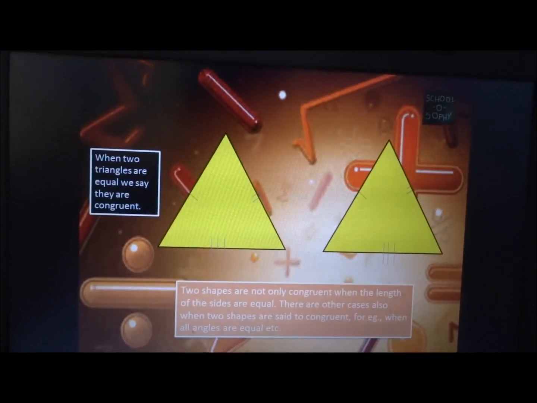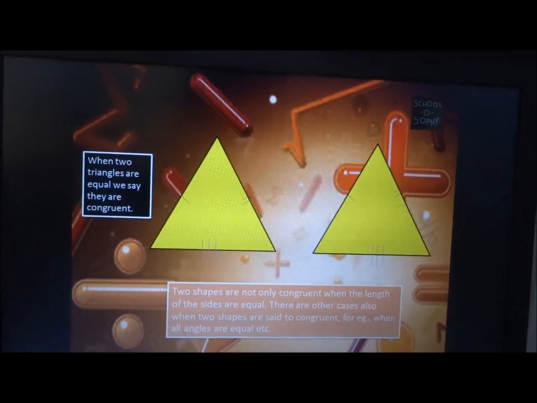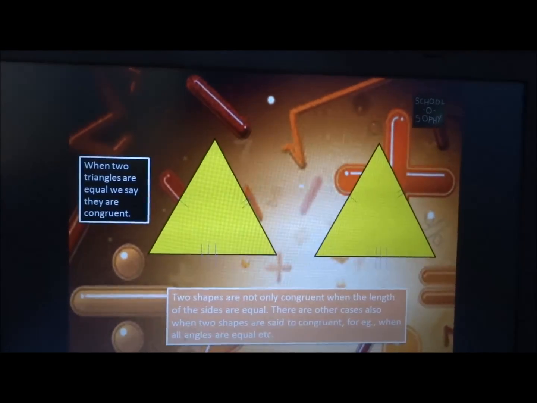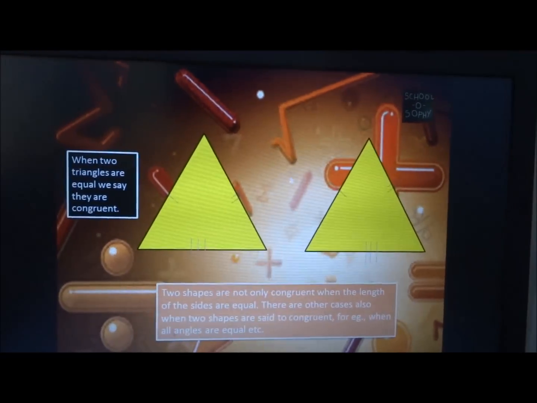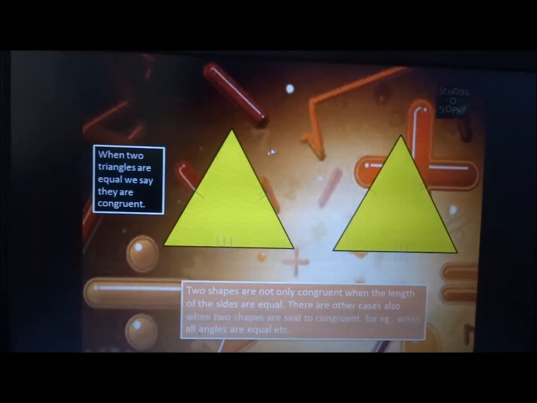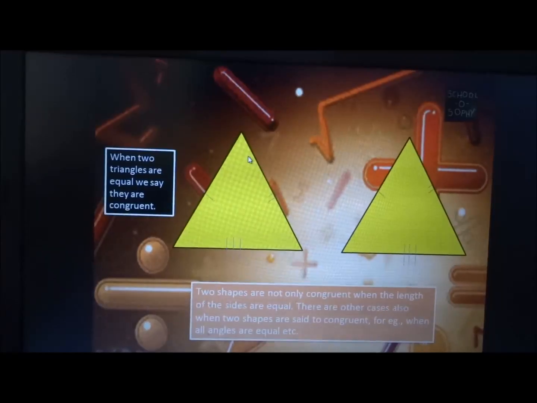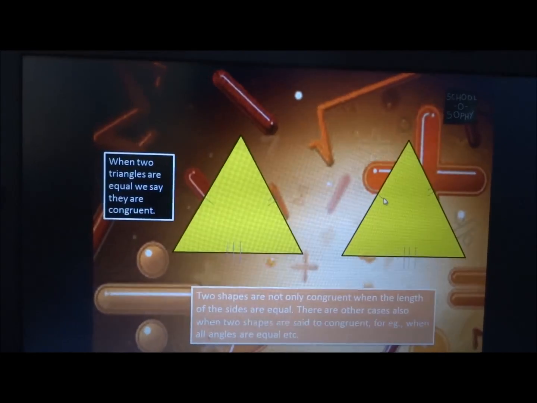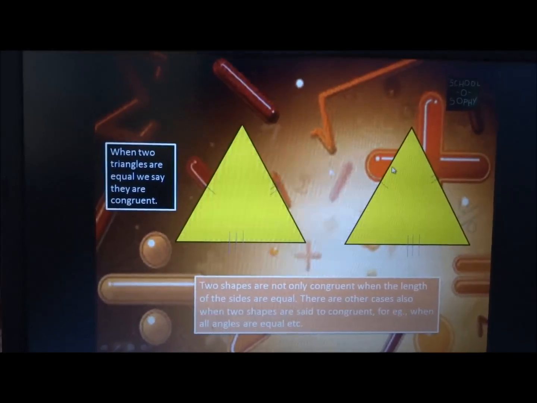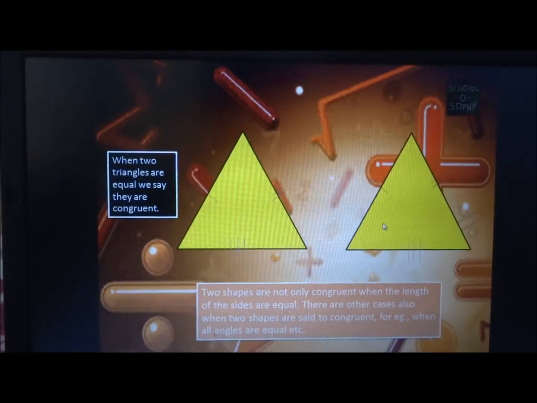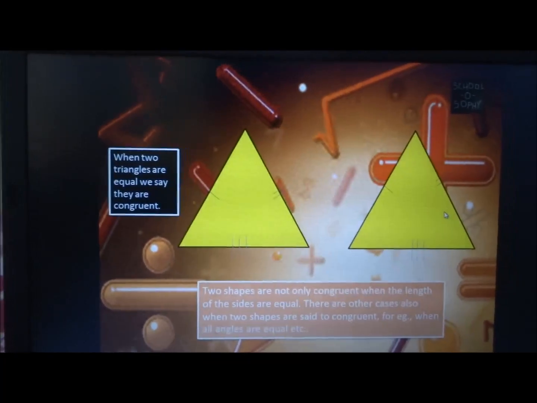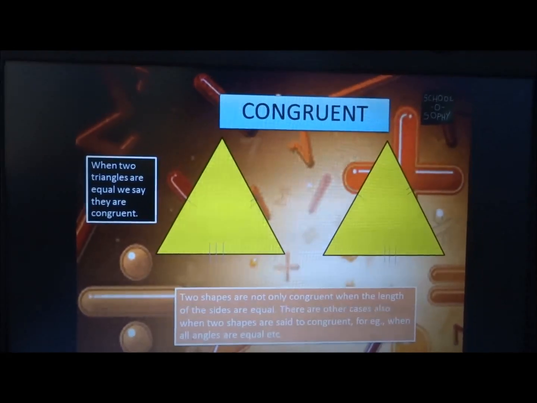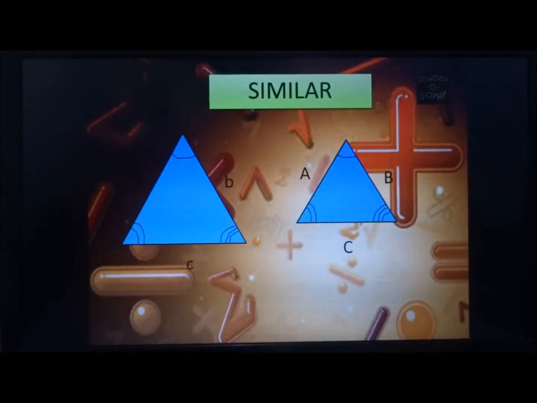Now two shapes are not only congruent when the length of the sides are equal. There are other cases also when the two shapes are said to be congruent. For example, when all angles are equal. So for example, here this angle is 60 degrees, this is 80 degrees and this is 40 degrees. And the same angles are repeated for this triangle, that is 60, 80 and 40. Then also we say that the two triangles are congruent. So these two triangles or these two shapes are congruent to each other.